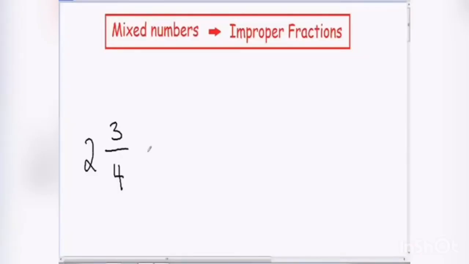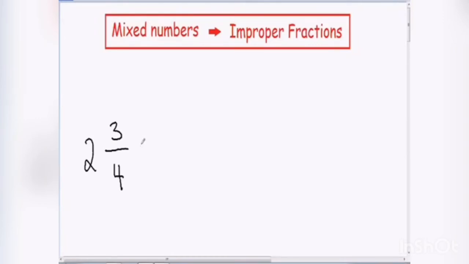So welcome to my video on changing mixed numbers into improper fractions. So here we have a mixed number of 2 3/4. Anytime you mix a whole number with a fraction, it is called a mixed number, and we want to change that into an improper fraction.